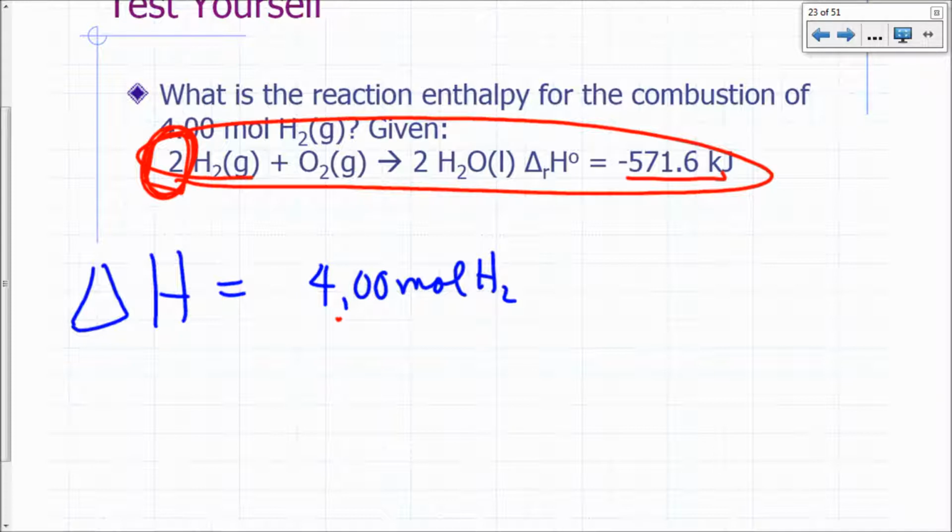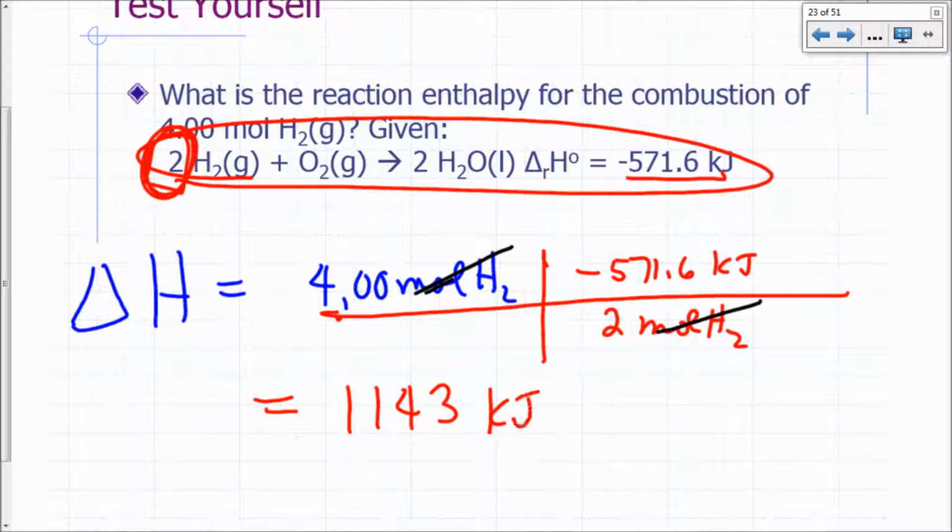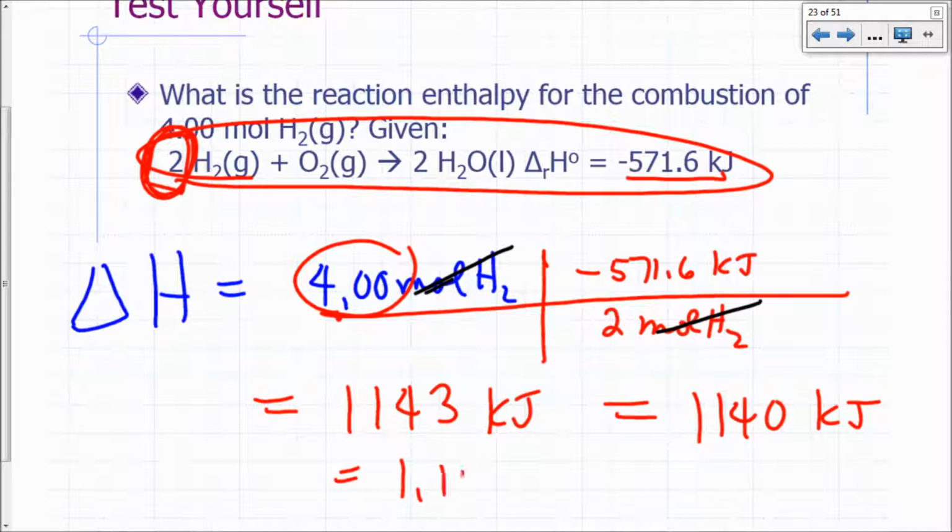Twice as much, right? And the way you work it out, you should say, okay, it's going to be times negative 571.6 kilojoules for 2 moles of H2. So you can solve this just like your regular stoichiometry problems. The coefficients and the delta H value are directly proportional quantities. So here moles of H2 will just cancel out. That should give you twice as much. What's 571.6 times 2? 1,143 kilojoules. Okay, 3 sig figs here, so 1140 kilojoules, or 1.14 times 10 to the third kilojoules.